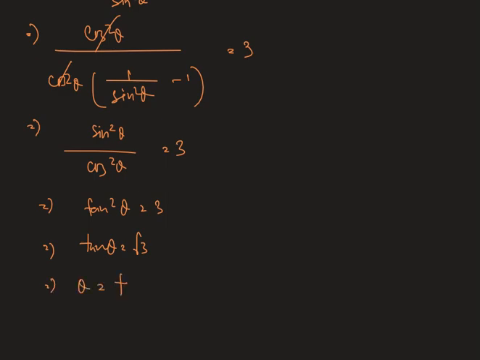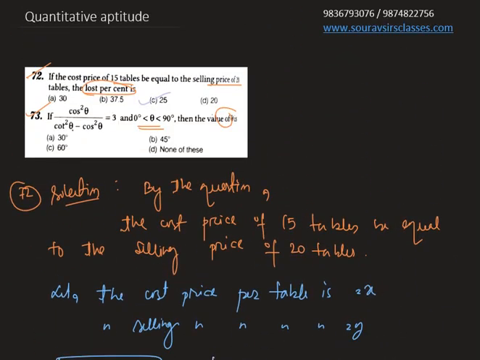Therefore theta is equal to tan inverse root 3, and that means pi by 3 or 60 degrees, as theta is in between 0 degree to 90 degree. So our required answer is 60 degrees, hence option C is the correct answer.